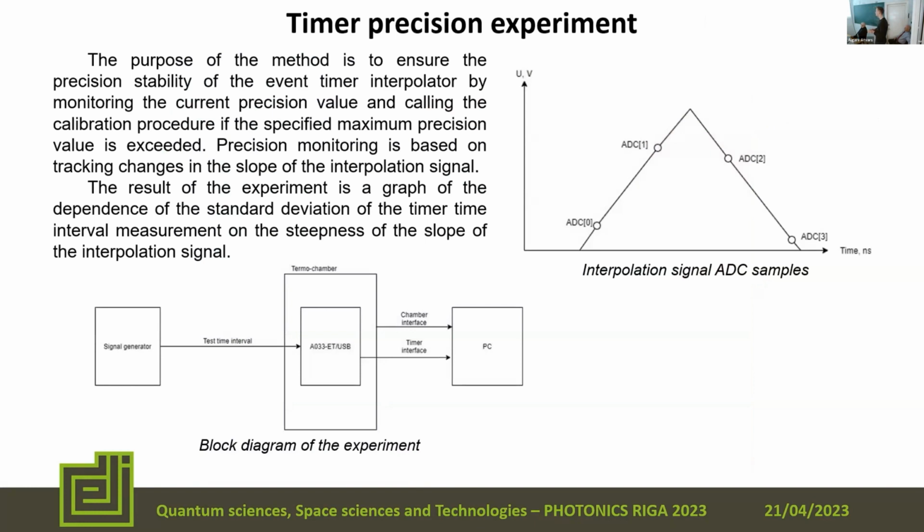And in order to measure the precision of our device, we had to conduct an experiment where we would put our timer in a thermal chamber and then change the temperature in this thermal chamber. Based on that, we can deduce the random error of our timer. And then by knowing how our random error changes with temperature, we can calibrate our timer for it to be more precise.